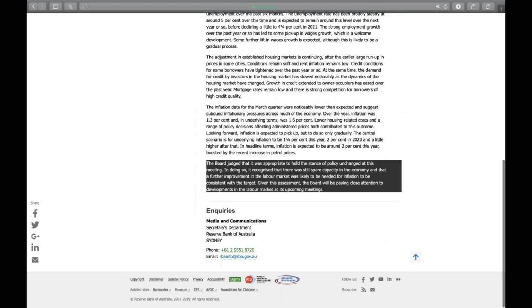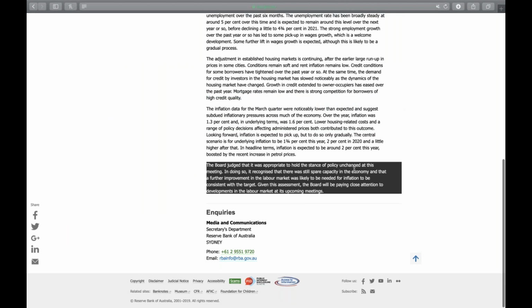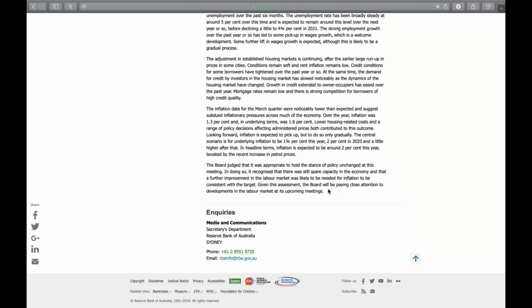And helpfully, if you look at the end of the decision, you can see the board judged that it was appropriate to hold the stance of policy unchanged at this meeting. In doing so, it recognised that there was still spare capacity in the economy and that a further improvement in the labour market was likely to be needed for inflation to be consistent with the target. Given this assessment, the board will be paying close attention to developments in the labour market at its upcoming meeting.